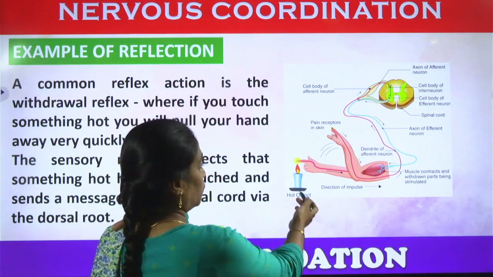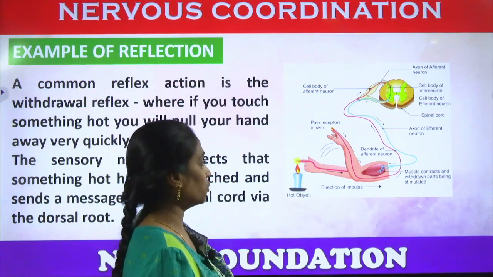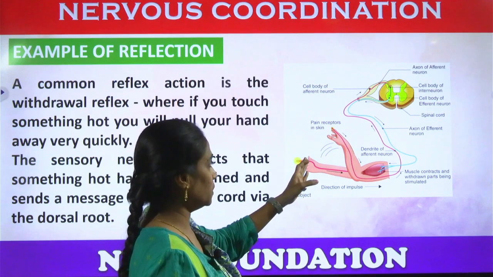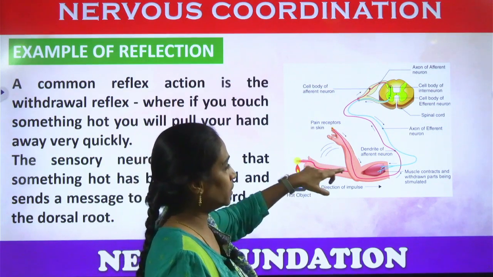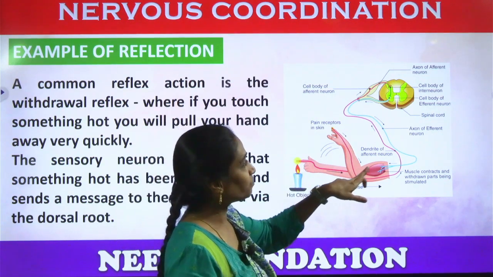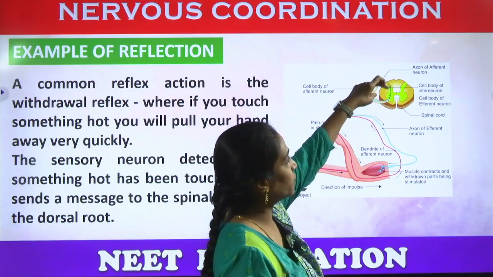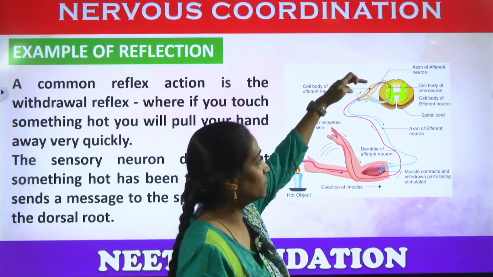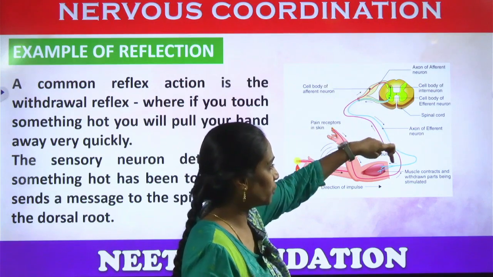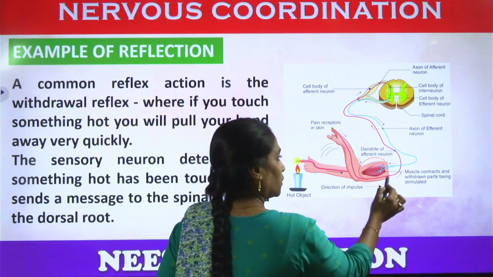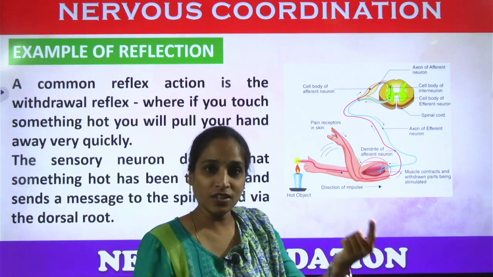This is one example with a hot object. The hot object is touched by the finger, sending the message towards the dorsal nerve cord, sending the message to the interneuron, sending the message again towards the motor neuron, and the effector organ gives the reaction.